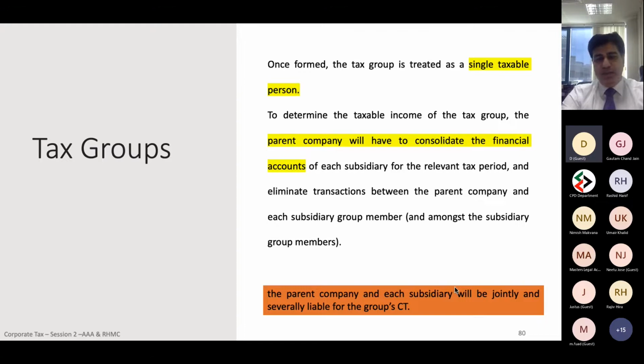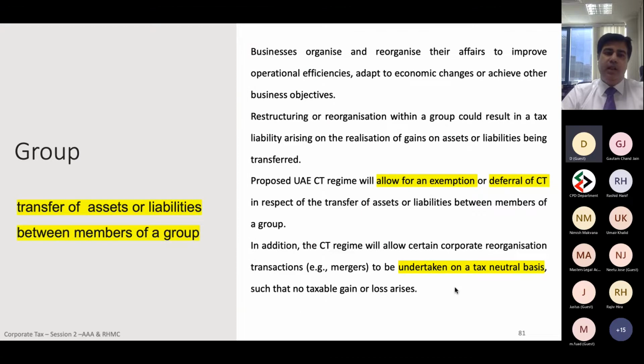So these are the same principles we have seen in the VAT framework also. Quite familiar and quite aligned with, I think, a lot of us. Now there can be some interesting transactions, which is the transfer of assets or liabilities between members of the group.